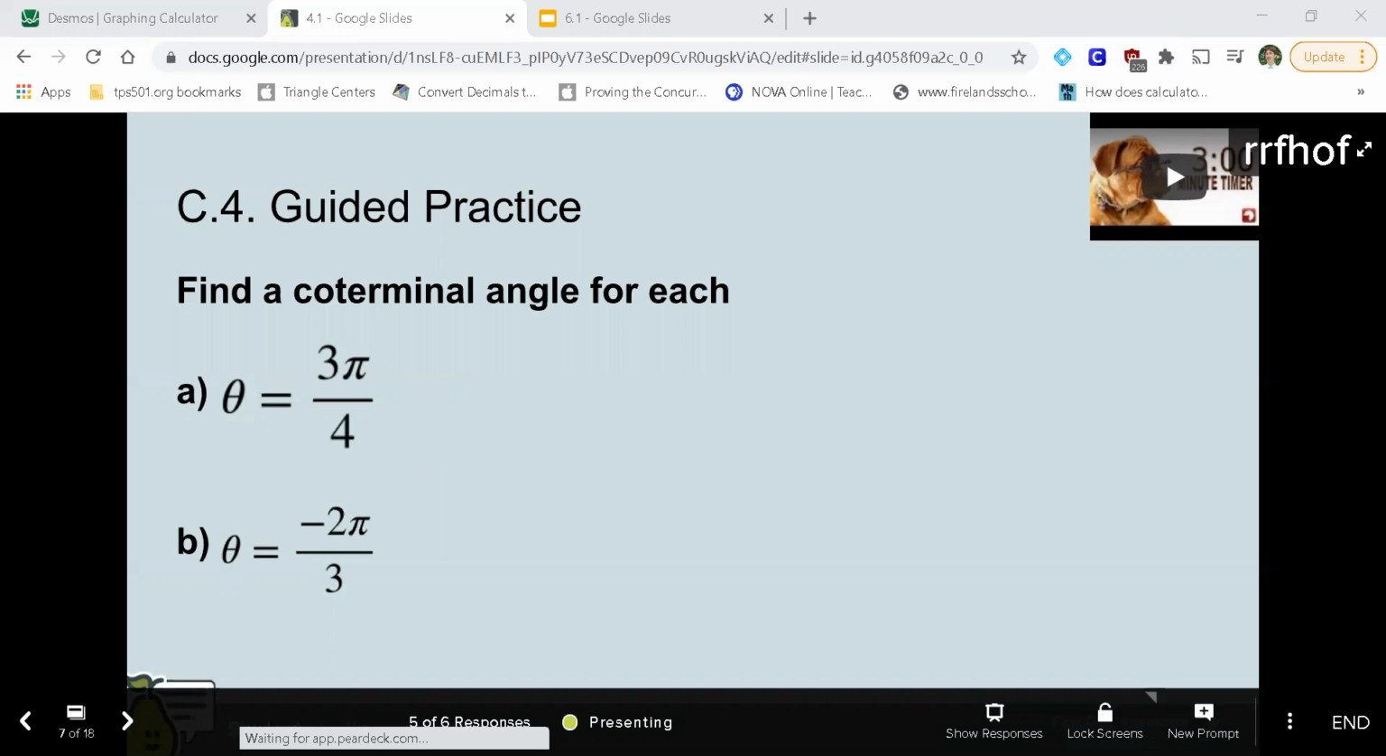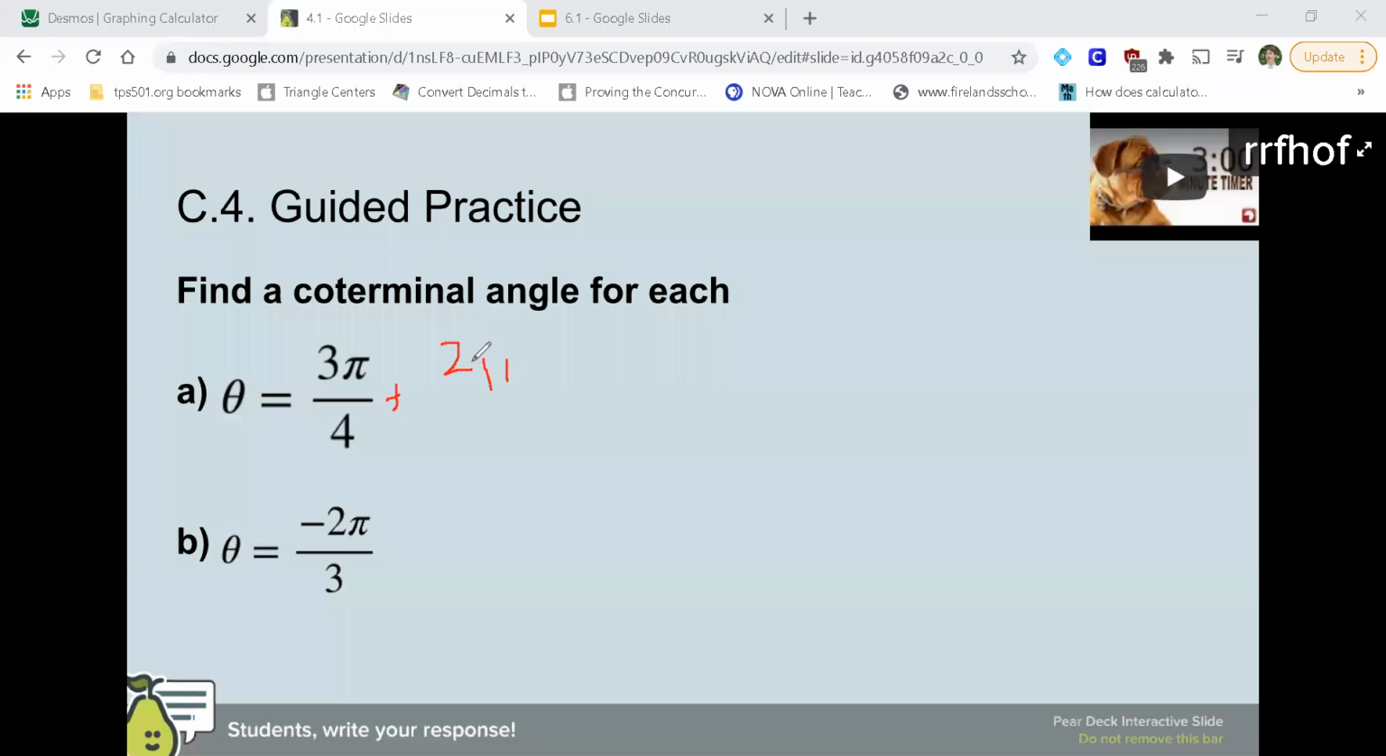Okay, so yes, the idea here is you want to add or subtract 2 pi. Which, again, you need a common denominator, so multiply by 4. That gets us 3 pi over 4 plus 8 pi over 4, which is equal to 11 pi over 4.